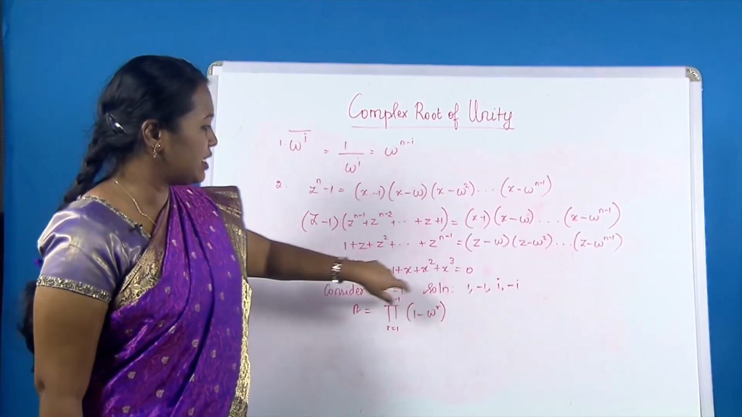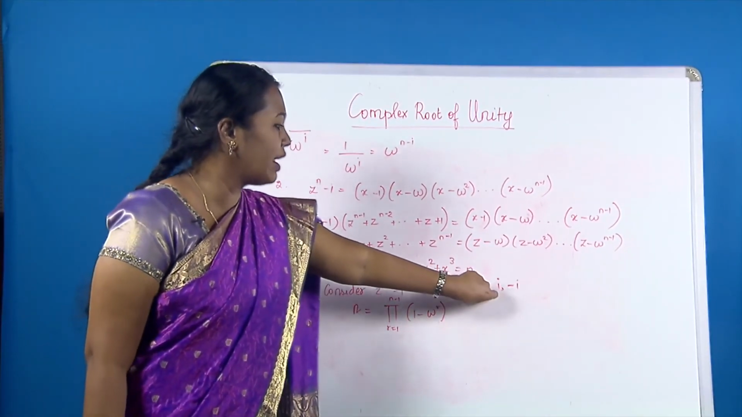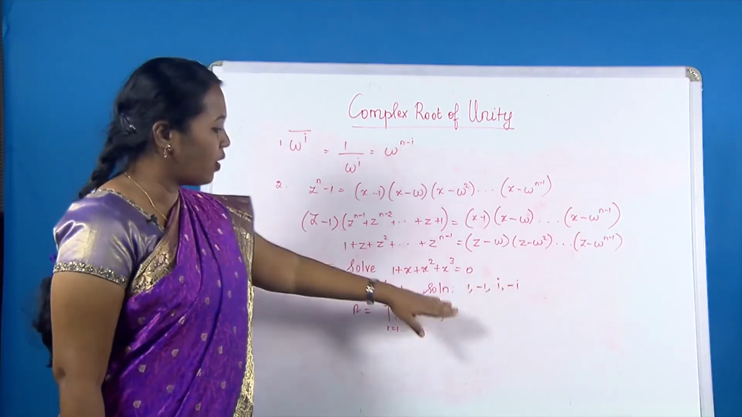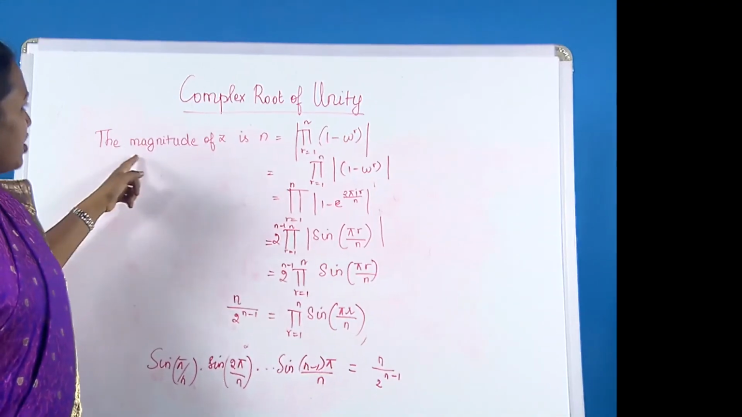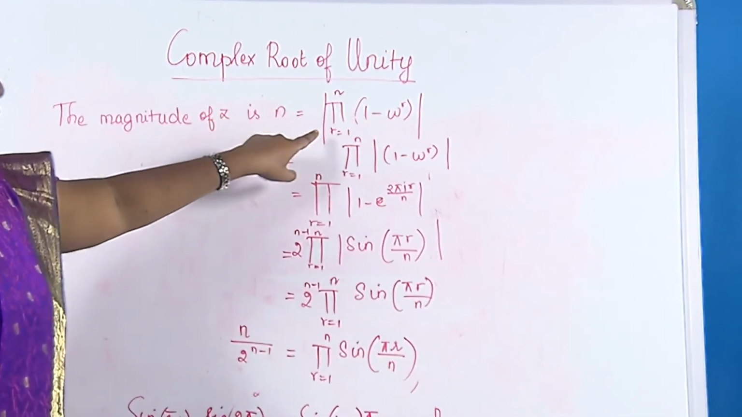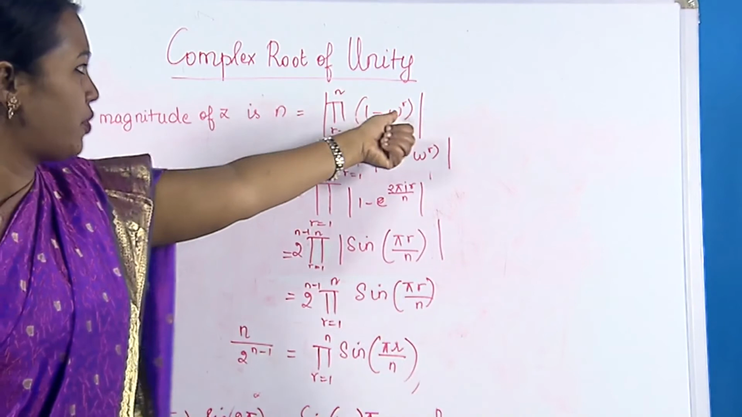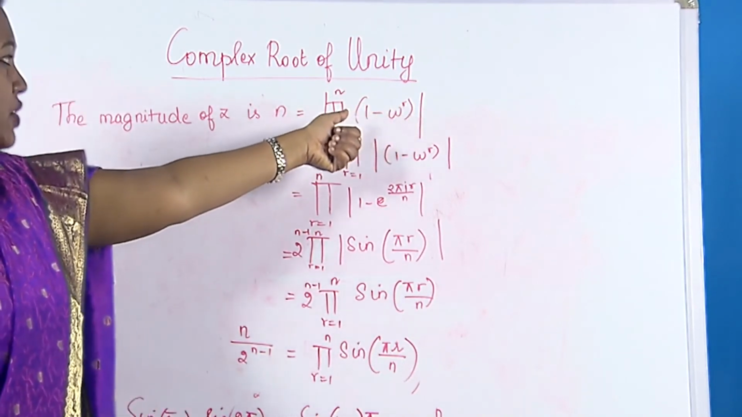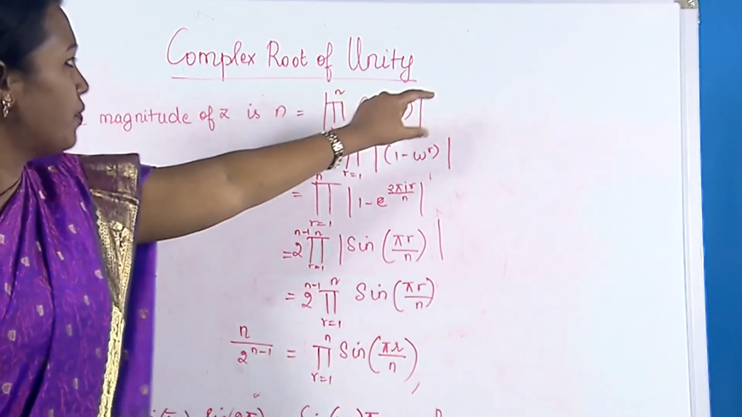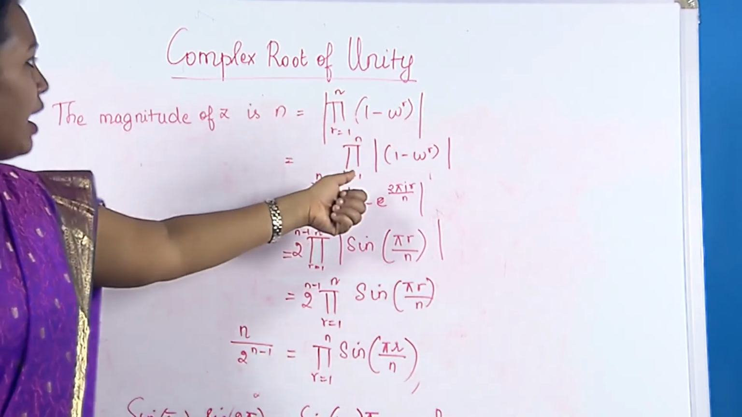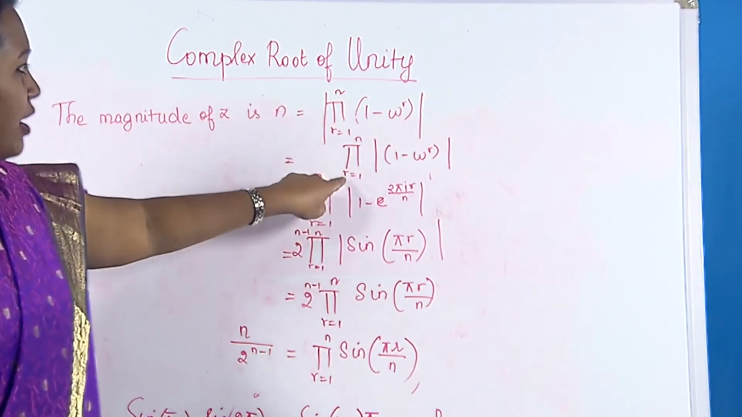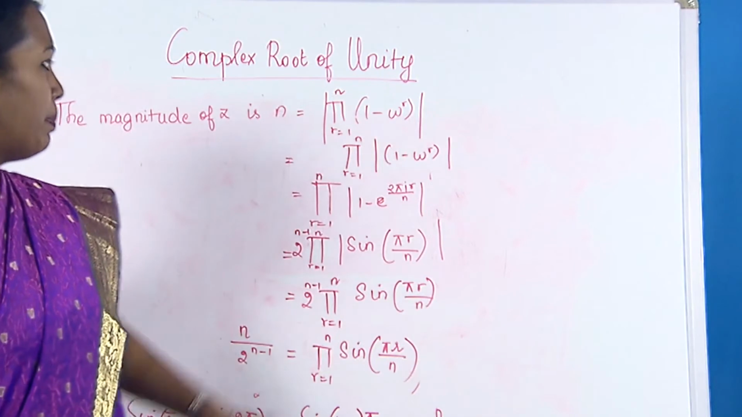Therefore the roots of this equation can only be minus 1, I, minus I, and we shall solve this. The magnitude of z is n, equal to the product function of 1 minus omega power r. So we know that these are the complex roots of unity, and therefore the product of all these will give you n, and the pi function r equal to 1 to n, 1 minus omega power r.